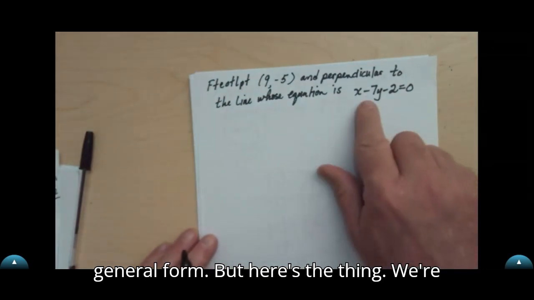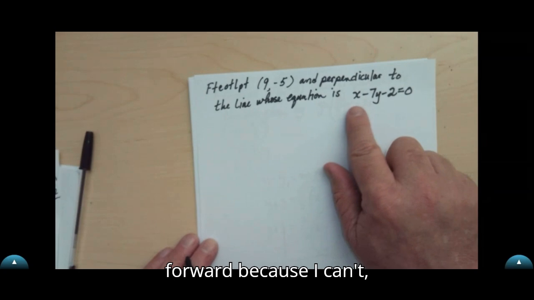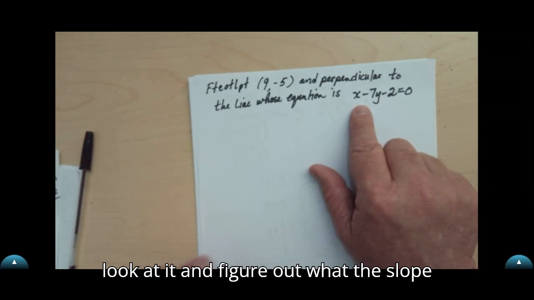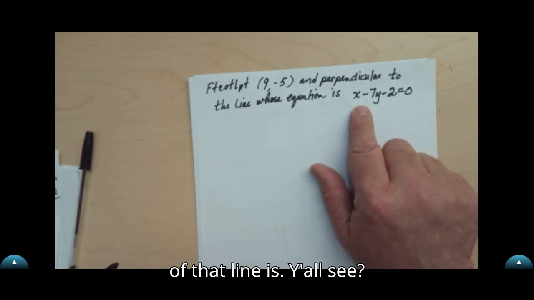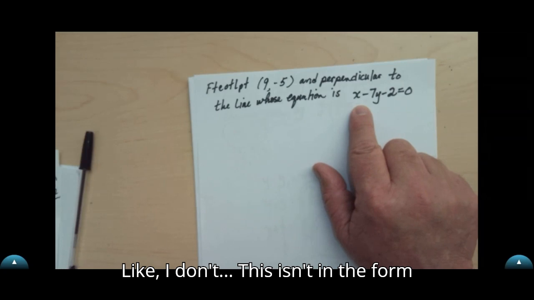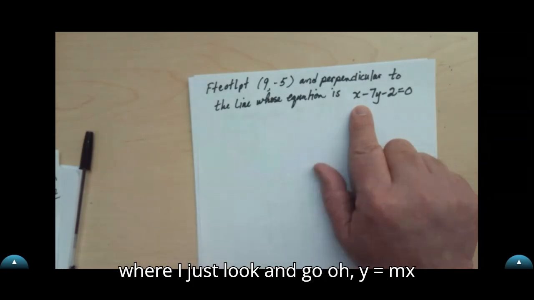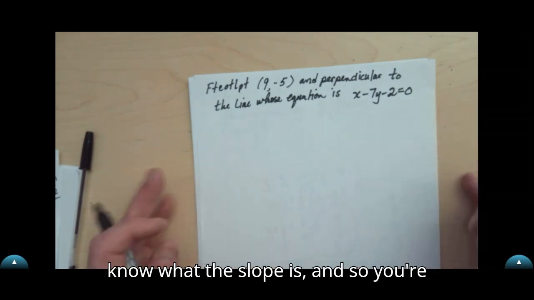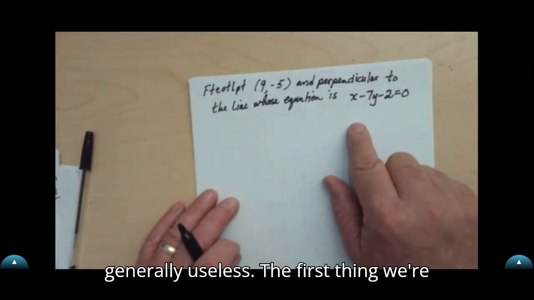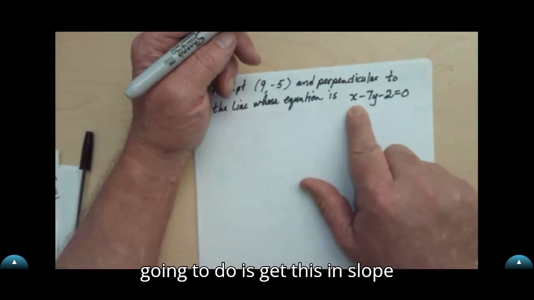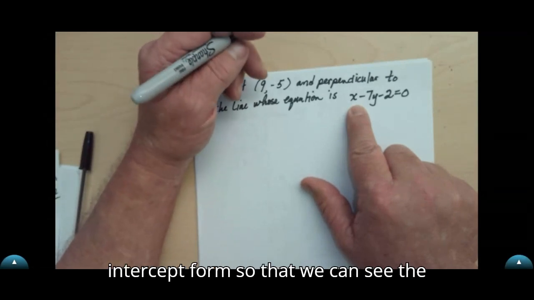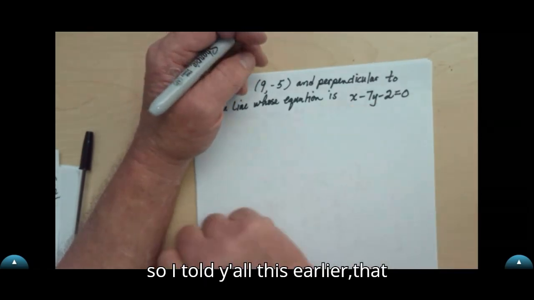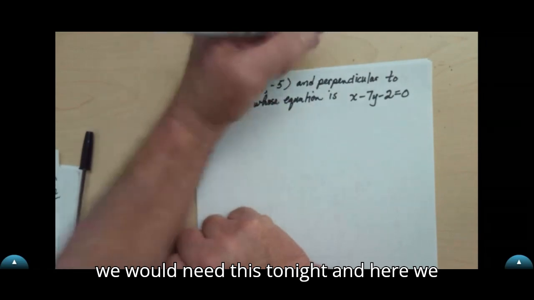But here's the thing. We're going to have to go backwards to go forward, because by looking at this equation, I can't just look at it and figure out what the slope of that line is. Y'all see? Like this isn't in the form where I just look and go, oh, y equals mx plus b, m, that number is my slope. I don't know what the slope is. And so you're going to see why I say general form is generally useless. The first thing we're going to have to do is get this in slope intercept form so that we can see the slope of that line. And I told y'all this earlier that we would need this tonight, and here we are.